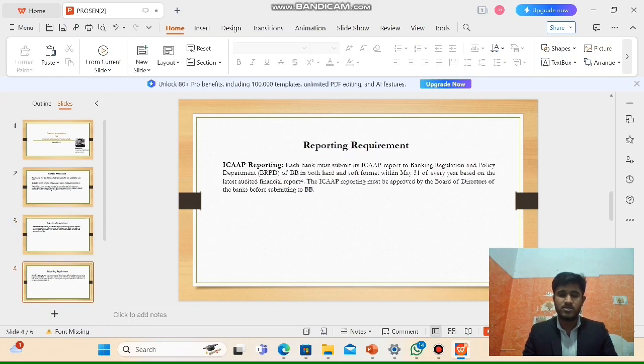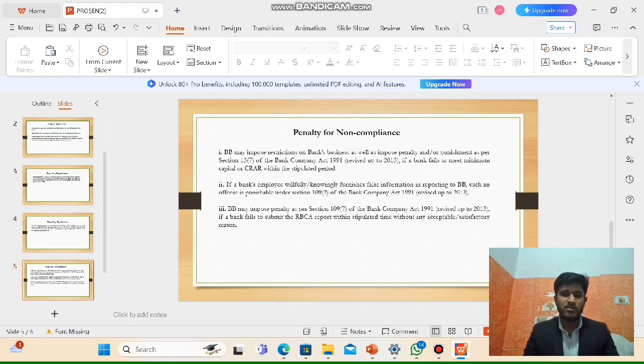The next part is ICAAP reporting. Each bank must submit its ICAAP report to the Bank Supervision and Policy Department, BRPD, of Bangladesh Bank, in both hard and soft copies, by May 31 every year, based on its latest audited financial report. The ICAAP report must be approved by the Board of Directors and submitted to Bangladesh Bank.